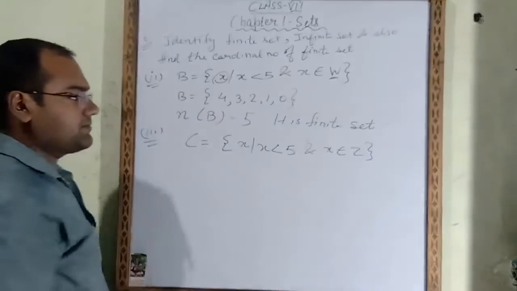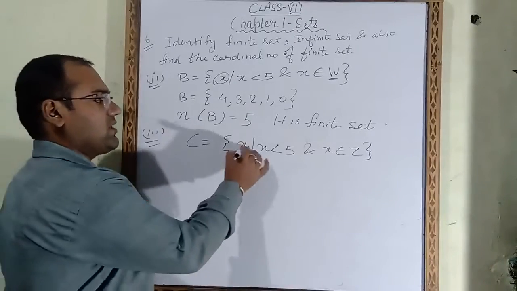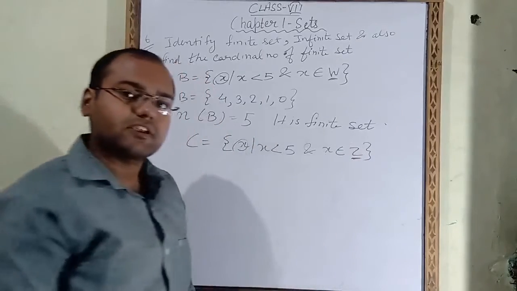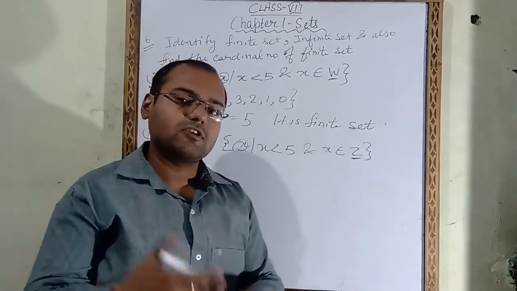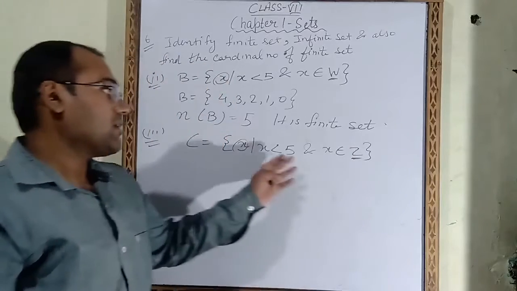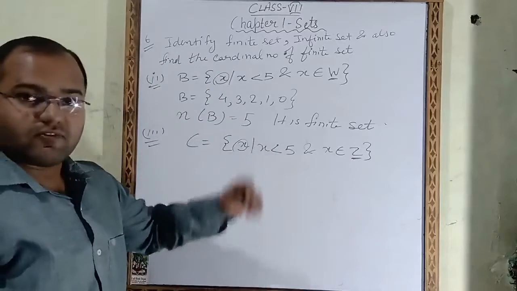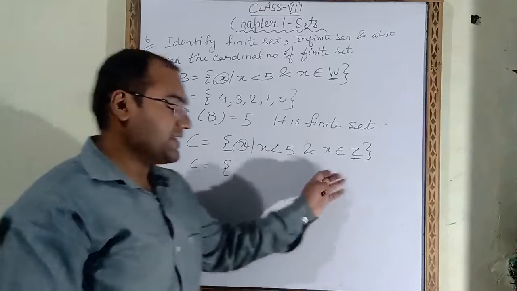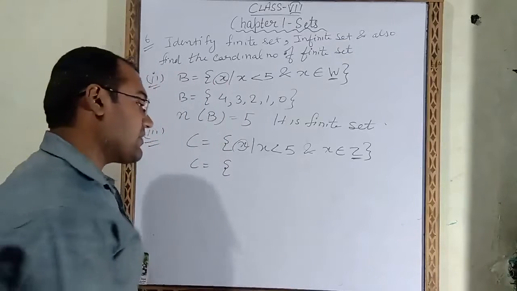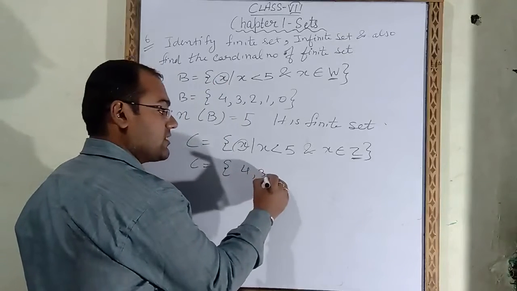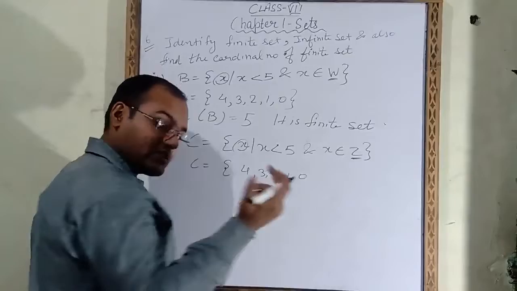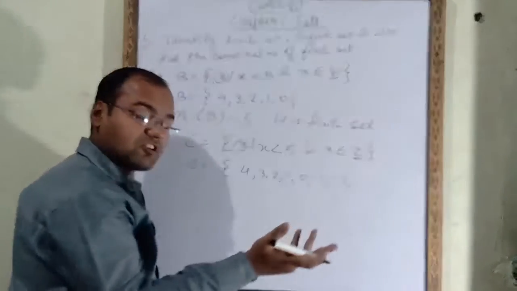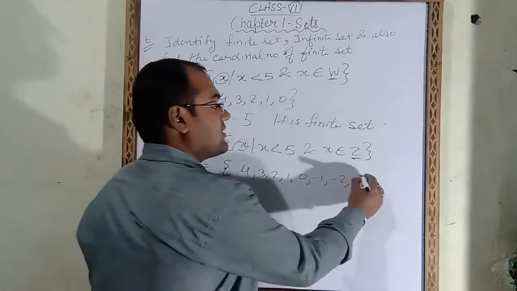Now see part number 3. In C we have to write the value of x. What is x? x belongs to Z. Z means integer, so we can take plus numbers also and minus numbers also. Here it is written x is less than 5. So in C we have to write all the integers that are less than 5. Less than 5: 4 is an integer, 3, 2, 1, 0 is also an integer, minus 1, minus 2, minus numbers are also integers, minus 3, minus 4.